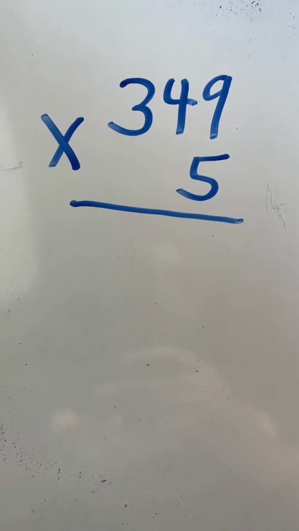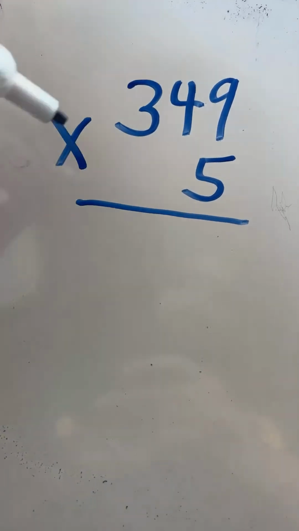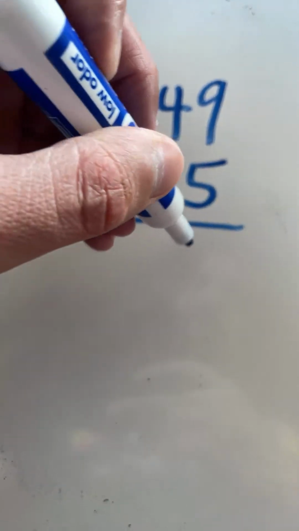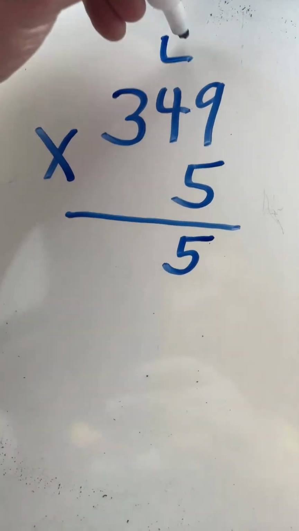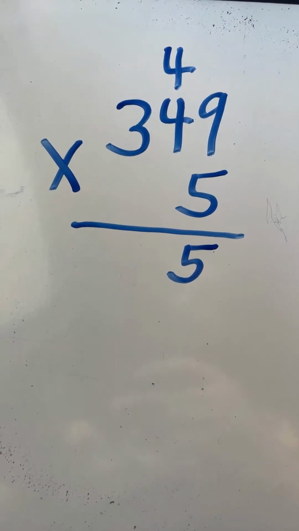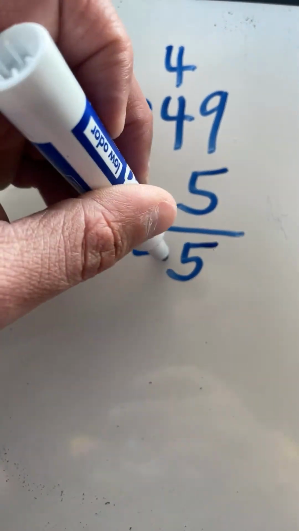349 times 5. Starting in the ones place, 9 times 5 equals 45. 5, carry the 4. 4 times 5 equals 20, plus 4 equals 24. 4, carry the 2.